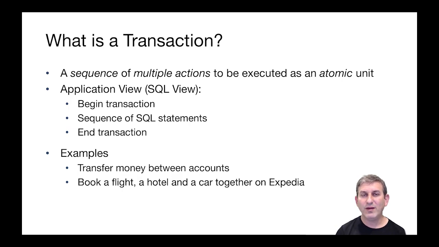So as an example, we might want to transfer money between accounts, and that would require reading one account and updating it, and then writing another account as well. So we want that to be atomic. Another example might be if you're going on a trip and you want to book a flight, a hotel, and a car together and get a package. You want all of those to happen or none of them to happen.